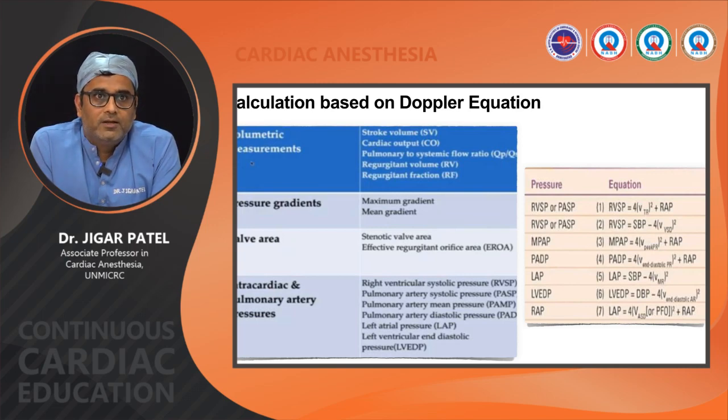The second type of measurement is the pressure gradient. Here you apply the Bernoulli equation on Doppler data, and you can get the maximum gradient or mean gradient. The third type of data you can get from the Doppler equation is the valve area. You can measure stenotic valve area and effective regurgitant orifice area by applying the continuity equation and PISA equation. Similarly, the fourth type of data you get is the intracardiac and pulmonary artery pressure. Here you have to apply the Bernoulli equation on Doppler data, and these are the equations you can apply, and you can get the RVSP, PA pressure, and all possible intracardiac pressures.